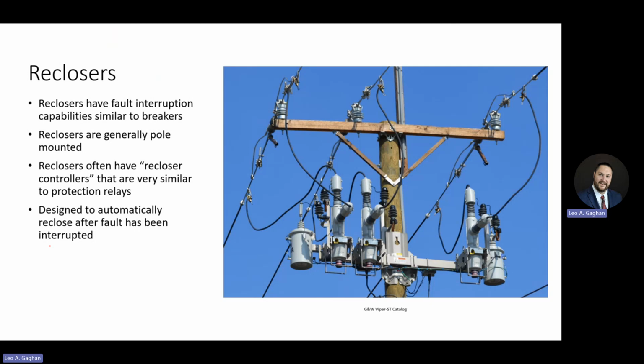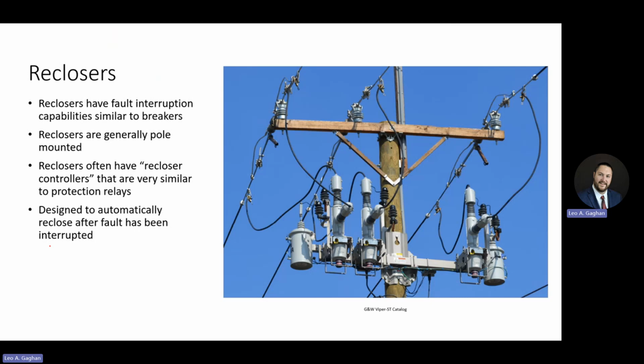So reclosers often have what's called a recloser controller, which is very similar to a protection relay as far as operation and usability and things like that. And these are designed to automatically reclose after a fault has been interrupted. But it's all based on the recloser controller and how you want to program it and set it up.